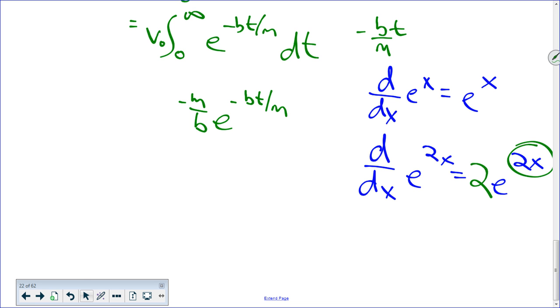Follow? So here, if I take the derivative with respect to t of e to the negative b over m times t, the 2 here is now being replaced by negative b over m. Good? Then I had to multiply by negative m over b so that it cancels the negative b over m that would result from the chain rule.